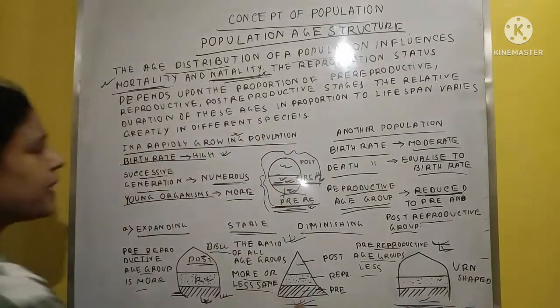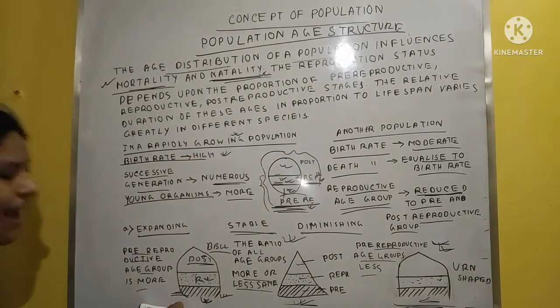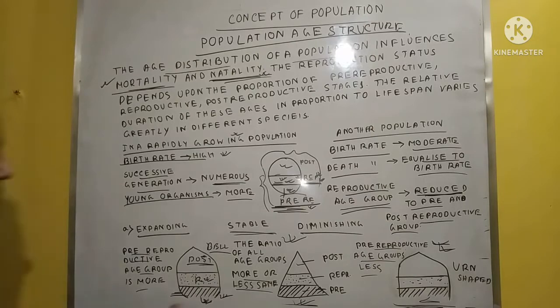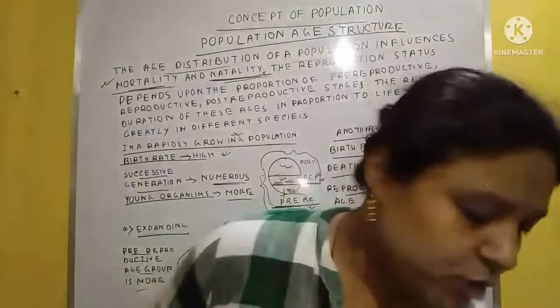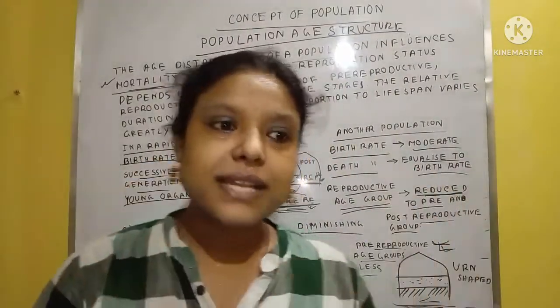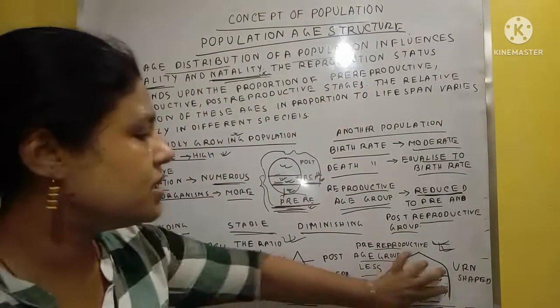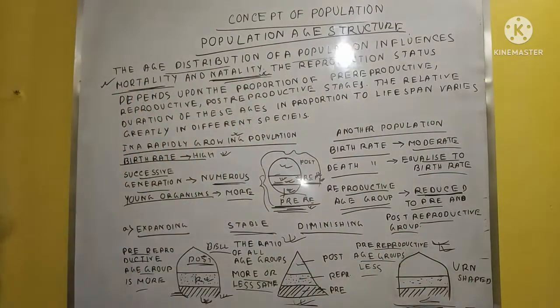Clear? But in the situation where the birth rate is high, you can get an expanding type of situation, the bell-shaped age group. So this is the population age structure, and how the reproductive groups and the pre-reproductive groups are totally interrelated with each other. If you learn this with a particular structure and this information, you can easily understand.